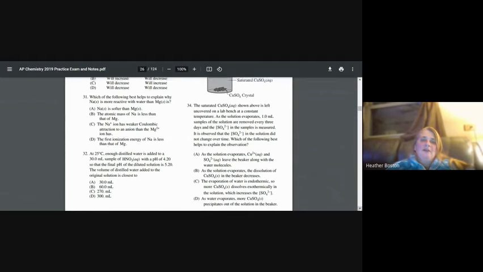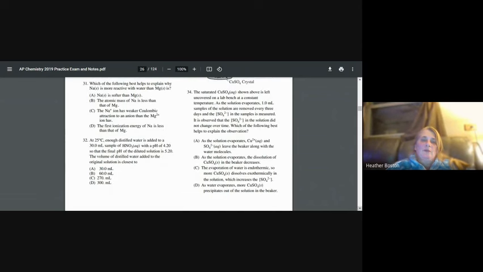Which of the following best helps explain why sodium is more reactive with water than magnesium is? Well, reactivity has to do with the valence electrons. So let's see, Na is softer than Mg. That has nothing to do with it. Atomic mass, that has nothing to do with it. We're not talking about anions and cations here, so C doesn't make sense. The correct answer is D. The first ionization energy of sodium is less than that of magnesium. Sodium has more desire to lose an electron than magnesium does.